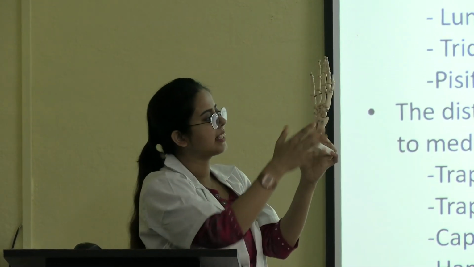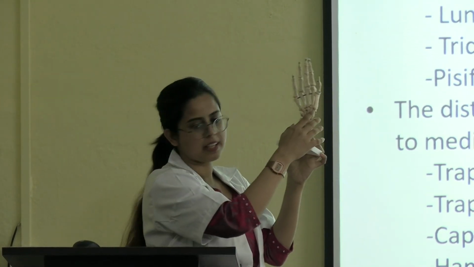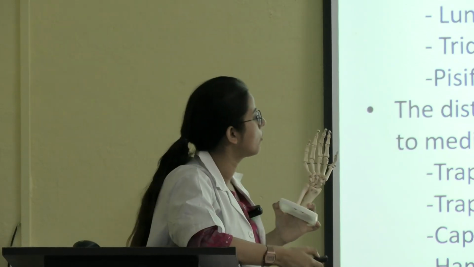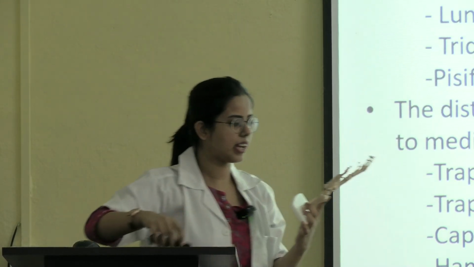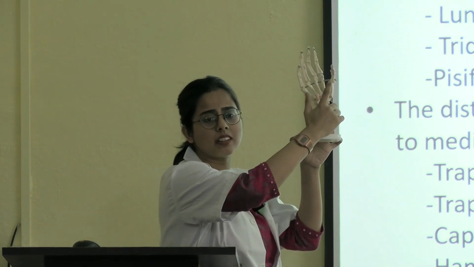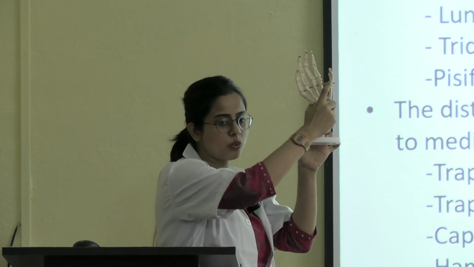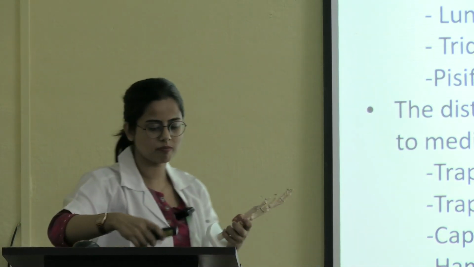Okay, and in the proximal part of the metacarpal bone, there is one facet through which it is articulating with. What is this bone? Trapezium. Okay, and distal part it is articulating with. What is this bone? No, metacarpal is this one. This is phalanges. Yes. Okay.